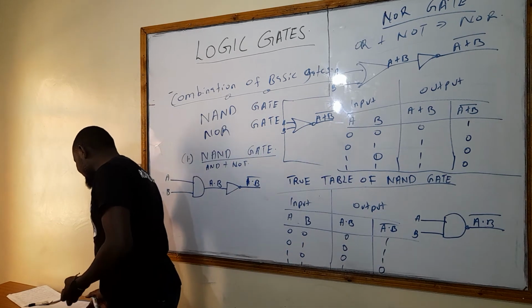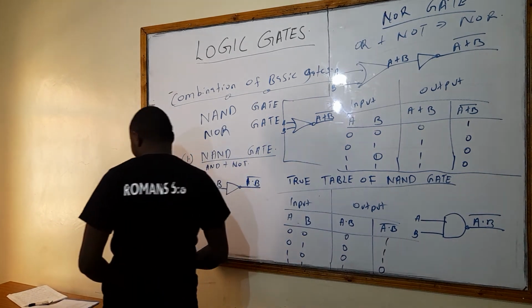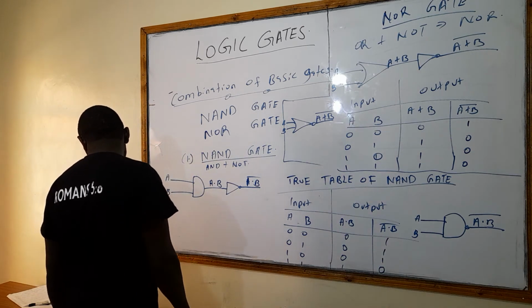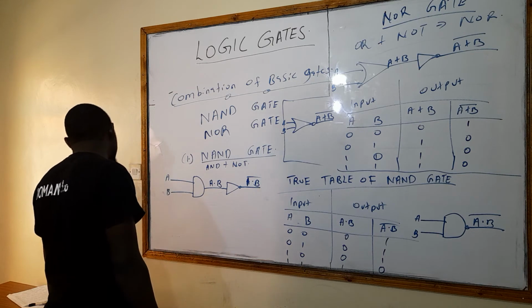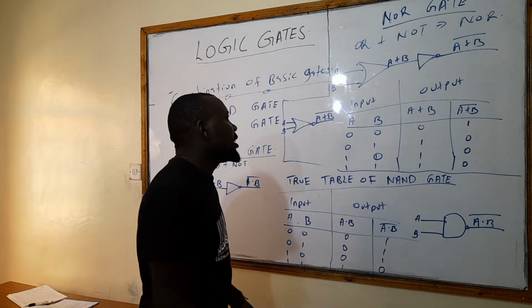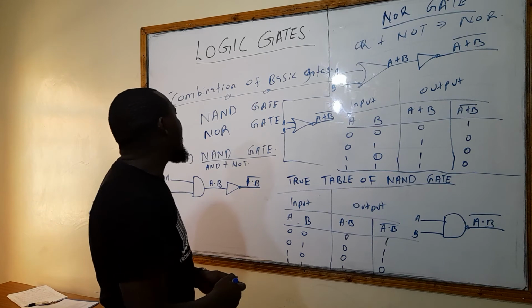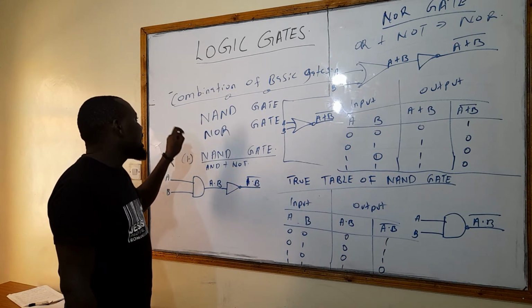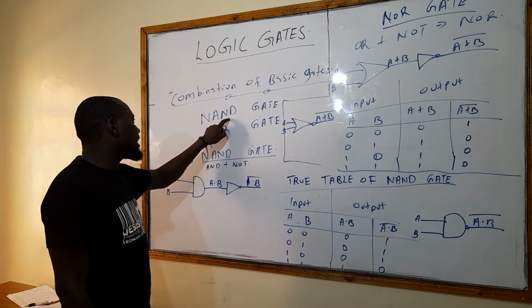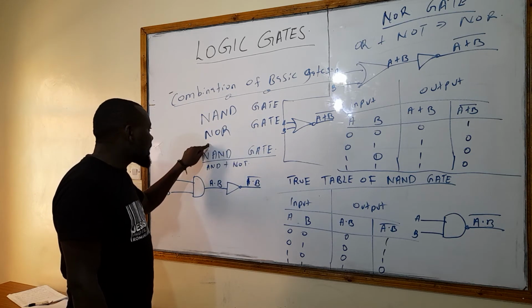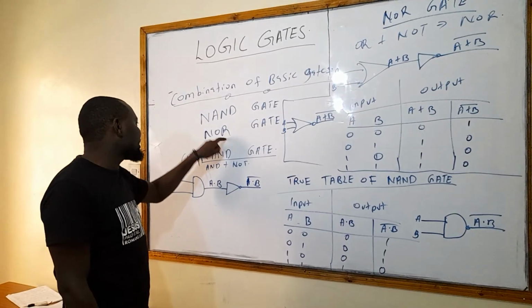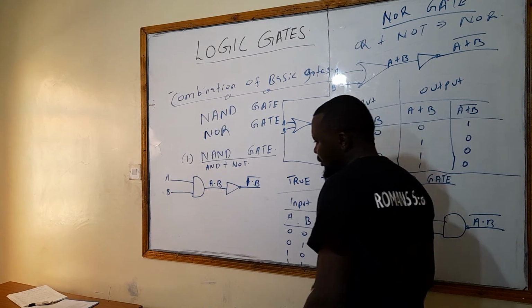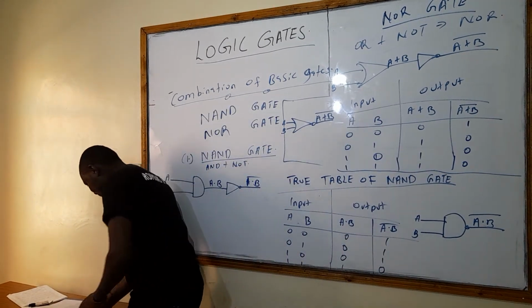Take note of that. The output is high only when all the inputs are low. If any of the inputs is high, the output is low. That is for a NOR gate. Now in combination basic gates, we only have two, an AND gate and a NOT gate. A NAND gate is a combination of an AND gate and a NOT gate. And a NOR gate is a combination of an OR gate and a NOT gate. And we can see the truth tables. We can draw them very nicely.